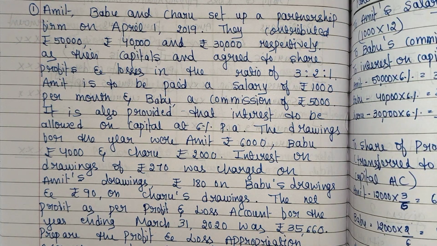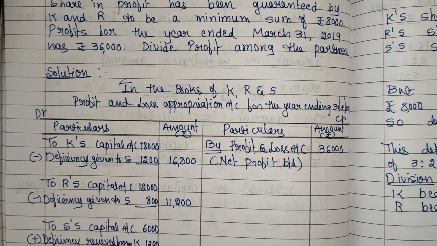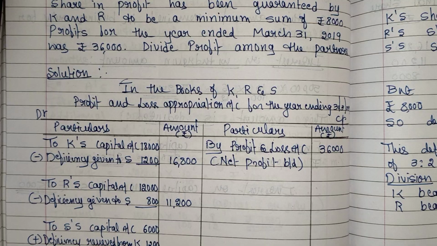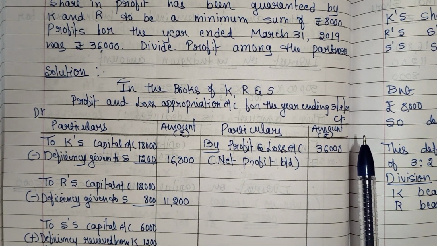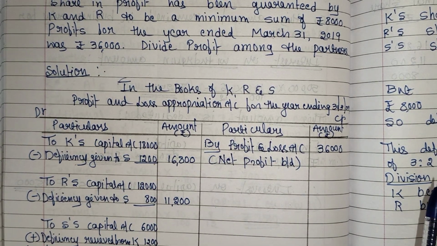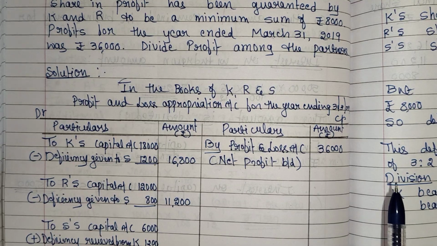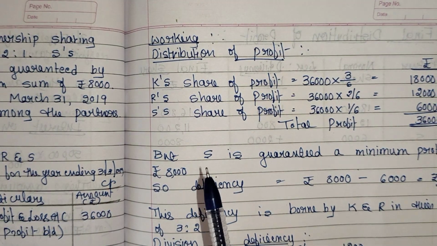So here, salary, commission and interest on capital, that information is not there. Directly we have to debit the share of profit of the partners, that is K, R and S. So go to the debit side, but we need to do the workings here. First see the working that is related to distribution of profit. Distribution of profit, how much?